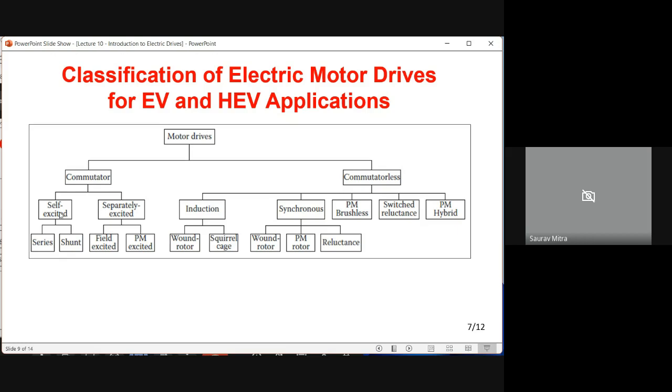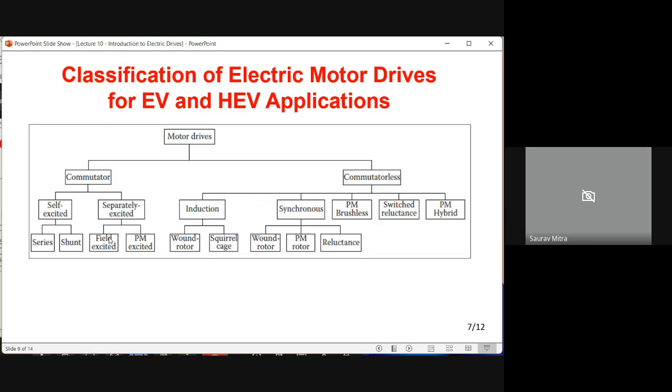What is meant by self-excited? If field and armature both are getting electric supply from the same electrical source, it is called a self-excited motor. And if for field and armature we are using two different electric supplies, that is called a separately excited motor. In a self-excited motor, if field coil and armature coil are connected in series, it is called series self-excited. If they are connected in shunt, it is called a shunt self-excited motor.